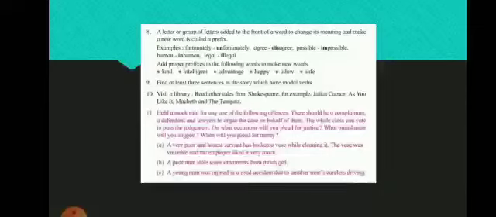Now which are the offenses given? A very poor and honest servant has broken a vase while cleaning it. The vase was valuable and the employer liked it very much. So this is the first offense. Next is a poor man stole some ornaments from a rich girl. Next is a young man was injured in a road accident due to another man's careless driving. So for any one of the following offenses, you can have a mock trial, and you can play this.